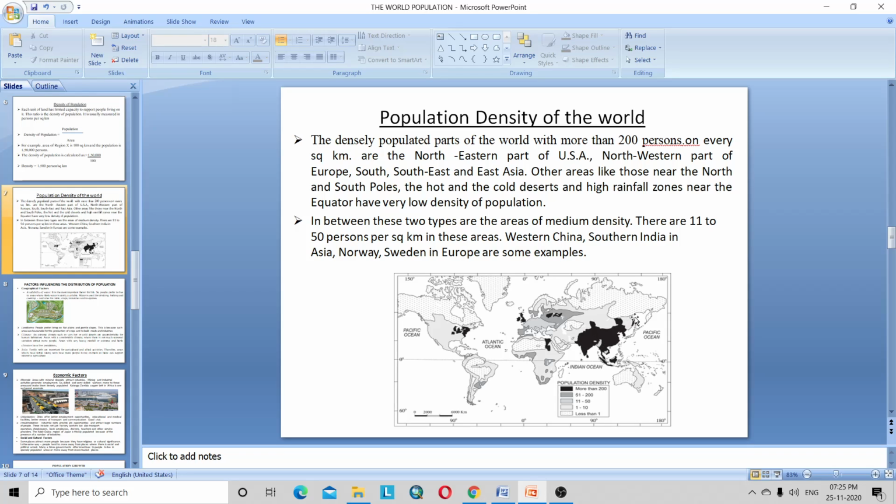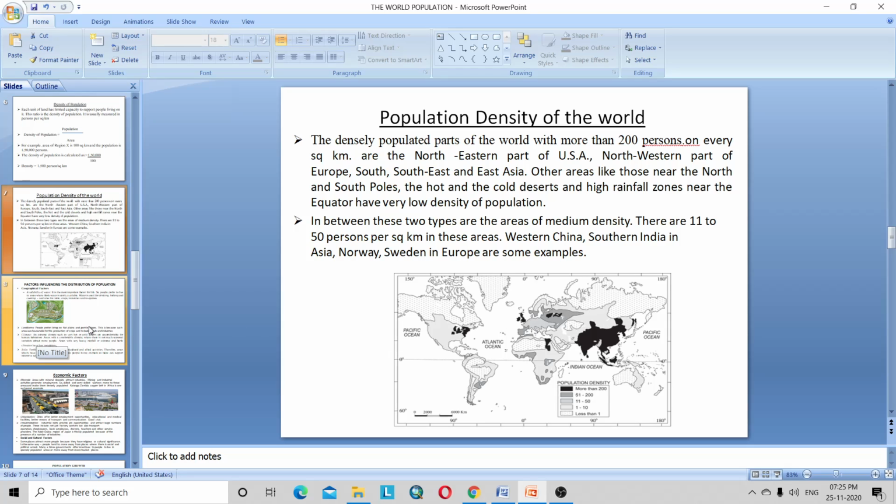In 1 square kilometer there are 200 persons. Then you have areas in Russia, Canada, central South America and Australia, which have very low population, less than 1 person per square kilometer. So why is there such uneven distribution of population? Why is population residing mostly in these areas? Why not in Australia? Why not in Canada? Why not in central South America?